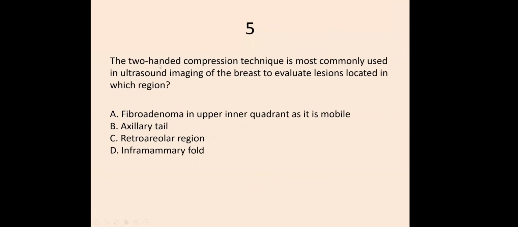So the last question: the two-handed compression technique is most commonly used in ultrasound imaging of the breast to evaluate lesions located in which region? Upper inner quadrant, axillary tail region, or retroareolar region? Again, I have described 3 techniques for the evaluation of the retroareolar region, and one of the techniques was two-handed compression, where you compress the nipple between the transducer and your other hand, so that you can see the retroareolar ducts nicely. Okay, thank you.